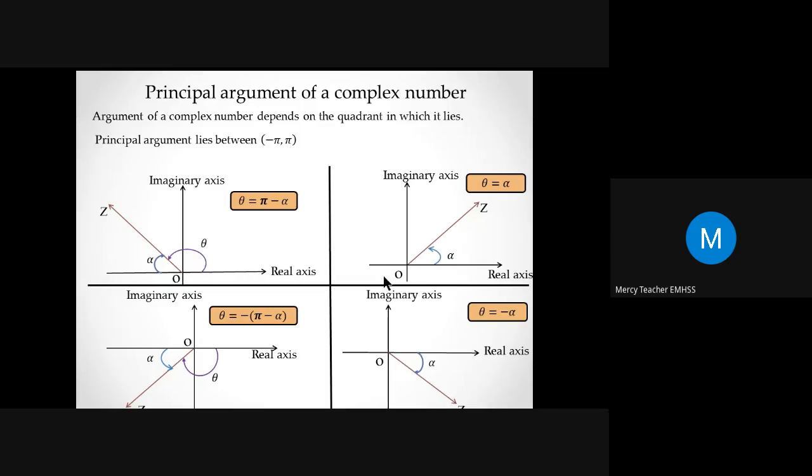And now in the next diagram, I have just combined all the steps in one figure and written the formulas. The formula for the first quadrant is theta is equal to alpha. Second quadrant is theta is equal to pi minus alpha. Third quadrant is minus of pi minus alpha. Fourth quadrant is minus alpha.